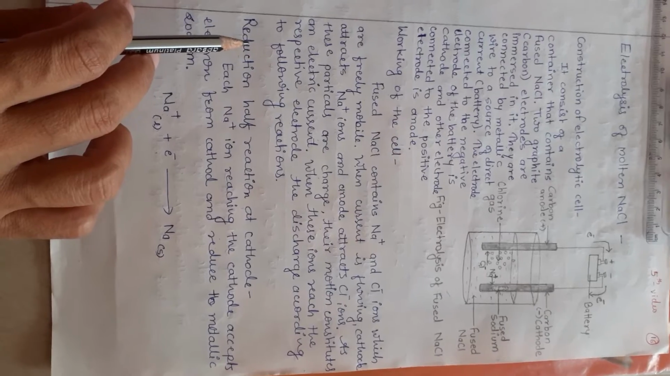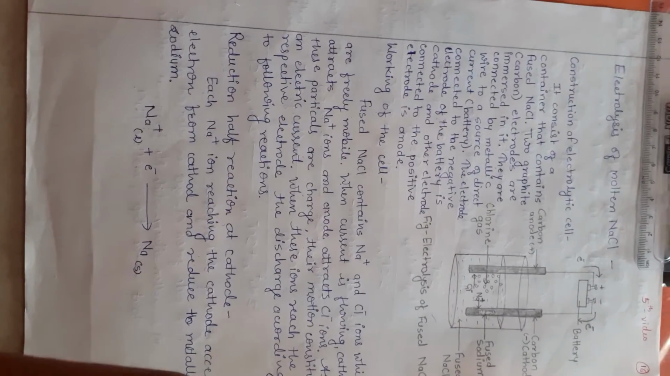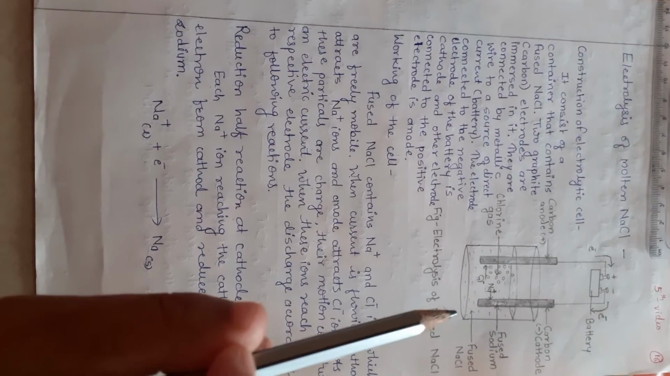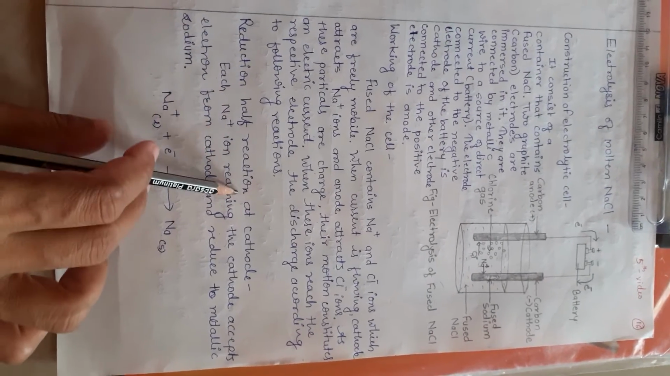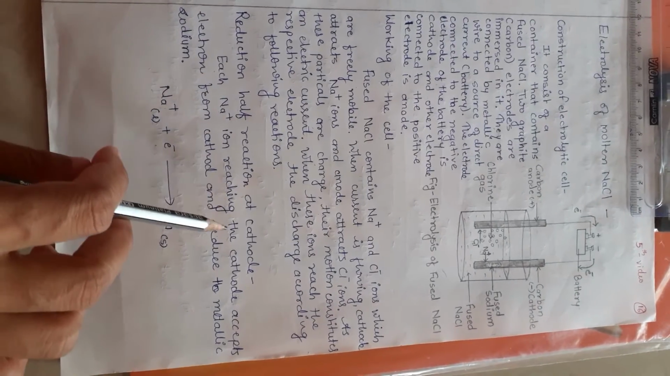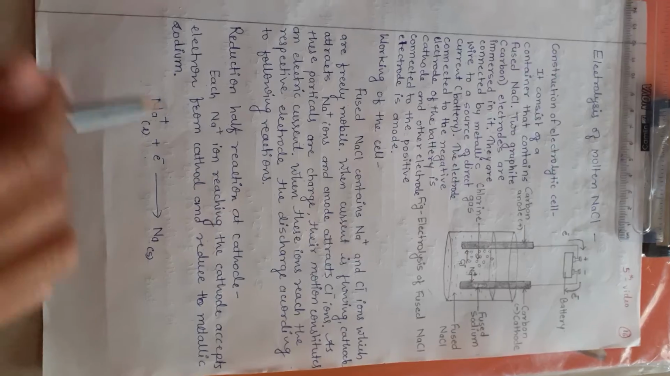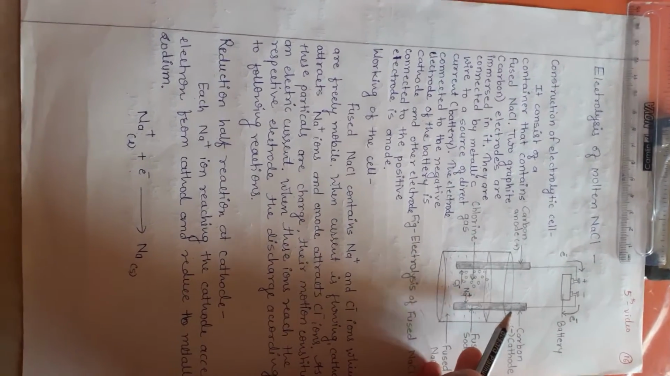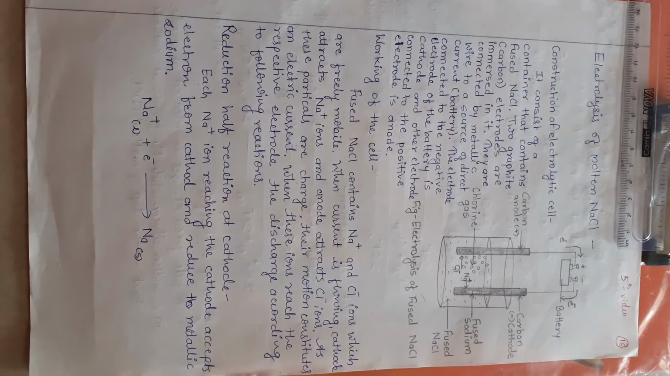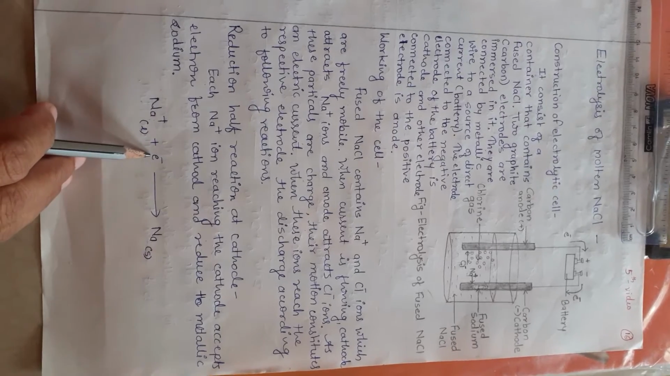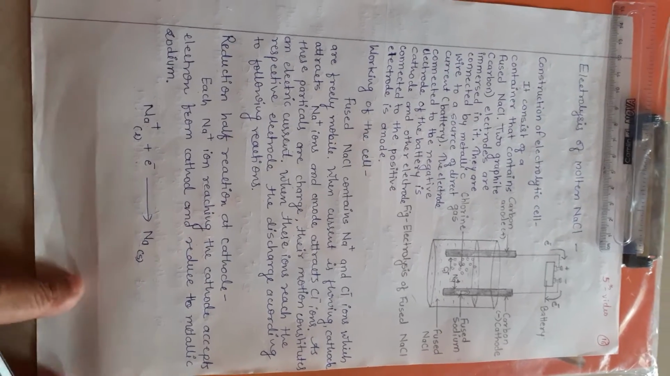At one electrode the reduction half reaction takes place, and at the other electrode the oxidation half reaction takes place. First, the reduction half reaction at the cathode. Each Na positive ion reaching the cathode accepts an electron from the cathode and is reduced to metallic sodium. Na positive plus electron gives Na solid, metallic sodium.